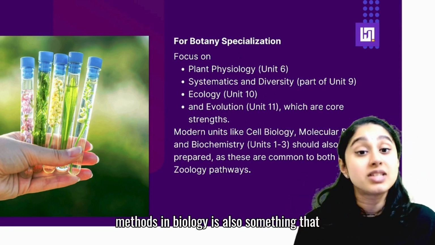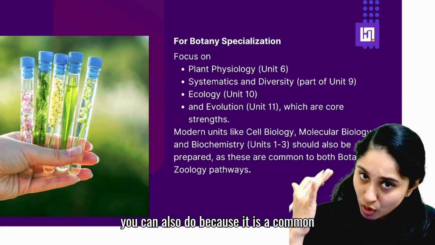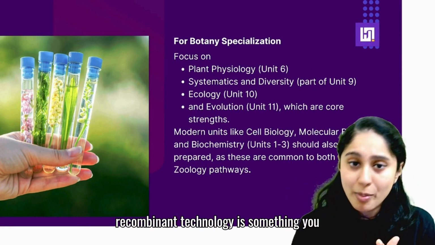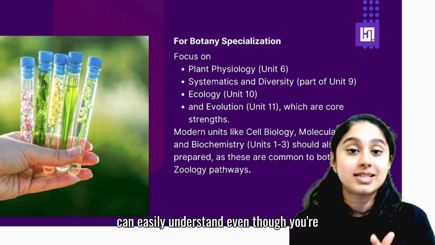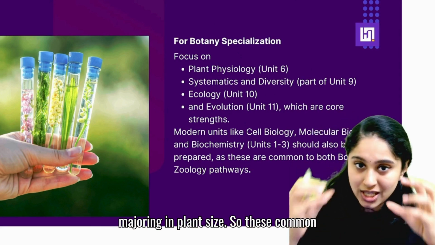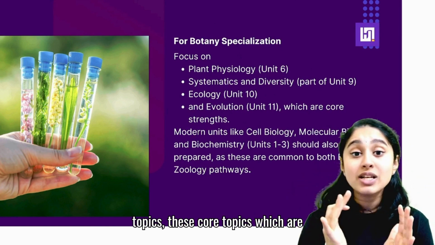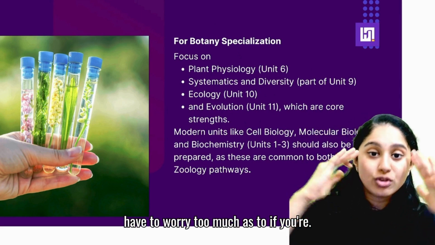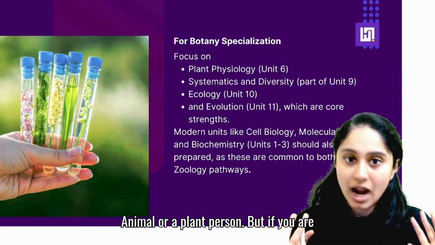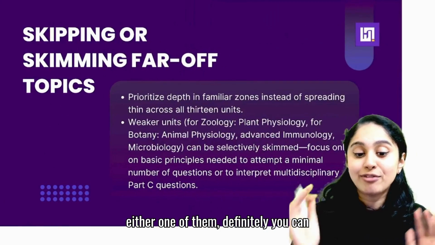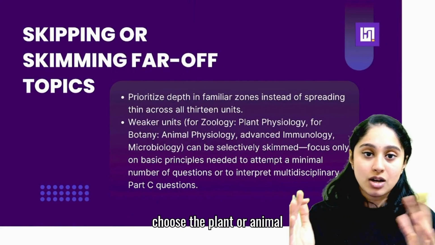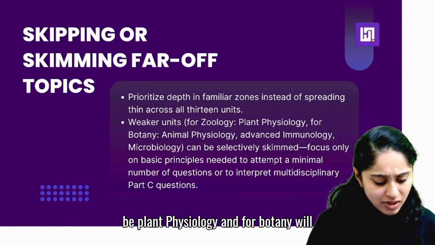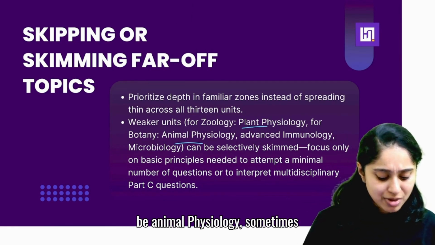And like I said, methods in biology is also something that you can do, because it is a common thing. Now PCR or how we do recombinant technology is something you can easily understand even though you're majoring in plant science. So these common core topics, which are also high weightage, kind of overlap between the two. So you don't have to worry too much as to if you're an animal or a plant person. But if you are either one of them, definitely you can choose the plant or animal physiology based on what you're doing.